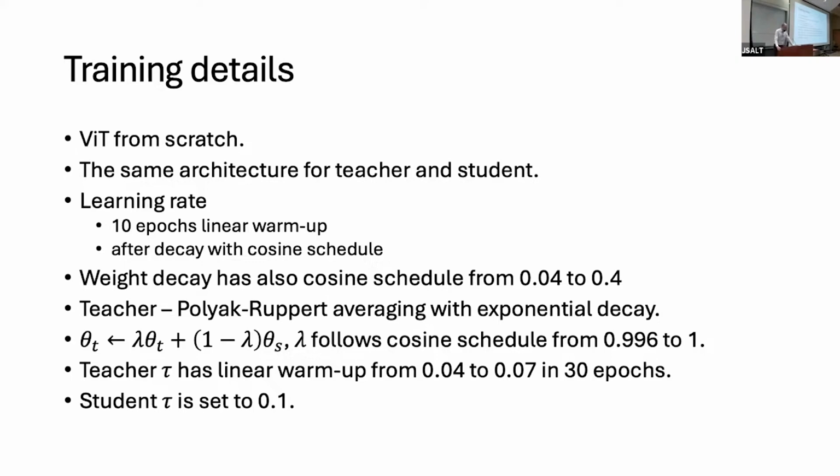The most interesting fact for me was that when we see the update of the teacher, it actually follows the cosine scheduler, but from 0.996 to 1. So it actually tells you to almost ignore the student from the beginning, and at the end ignore him totally. Yeah. So that is something I was not expecting.